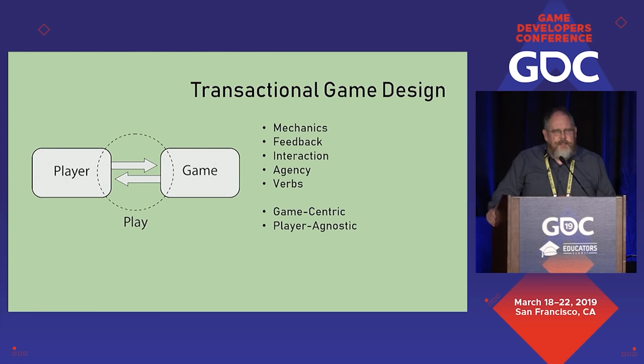So in order to describe what situational game design is, I should first start with what we normally think of as game design, and what I call transactional game design. In transactional game design, we tend to focus on what the game does. We focus on the affordances that the game offers to the player, and the interactions that can occur. We think of play in transactional terms as something that happens on the interface between player and game. The game lets you do certain things, and in doing them, you are playing.